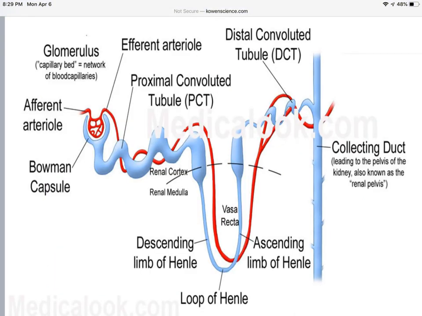Now here we have another picture of the same thing, of the nephron. We have the afferent arteriole, the efferent arteriole, Bowman's capsule, the proximal convoluted tubule, the loop of Henle, the distal convoluted tubule, and the collecting duct. Now the collecting duct is going to lead to the pelvis of the kidney, and then from the pelvis of the kidney, it will leave through the ureter out to the bladder and then to the urethra.